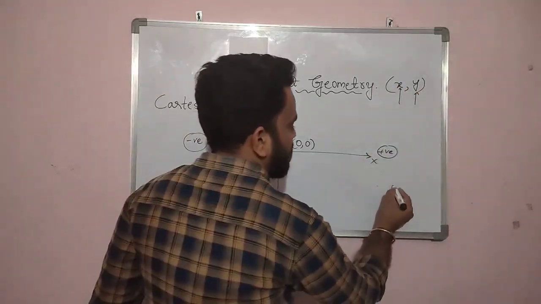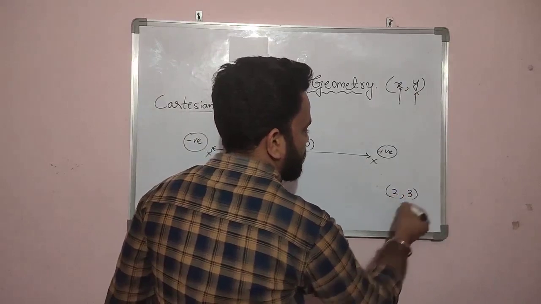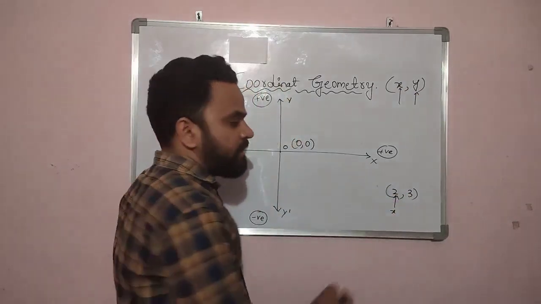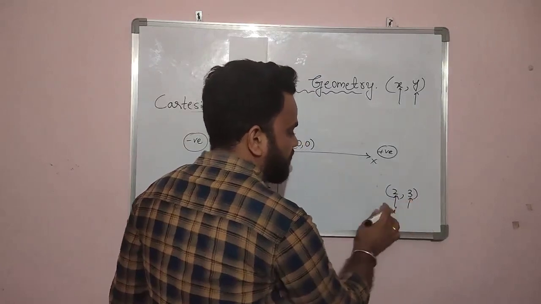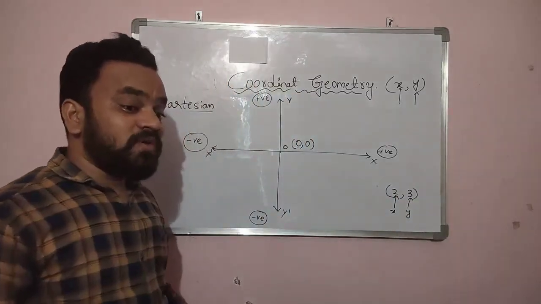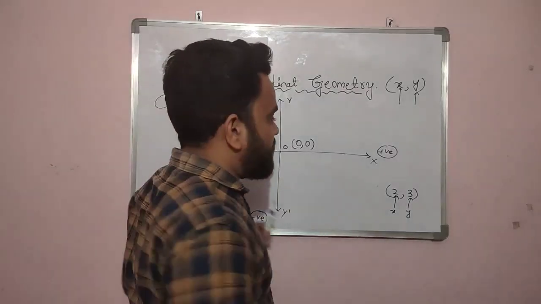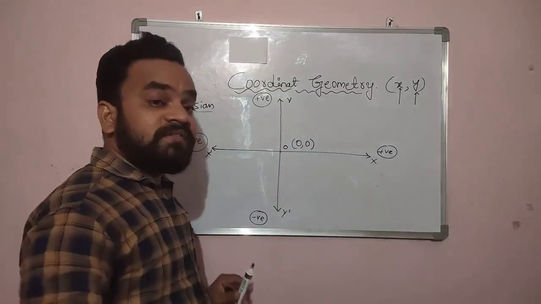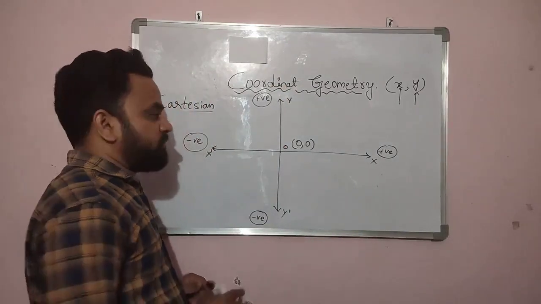See, for example, if you are having a point 2 comma 3, what will this 2 be? It will be x coordinate, right? And if you are having 2 comma 3, what will this 3 be? y coordinate. What are these coordinates? What are they indicating? See, these points will be indicating the location of a point in the coordinate geometry or coordinate graph.